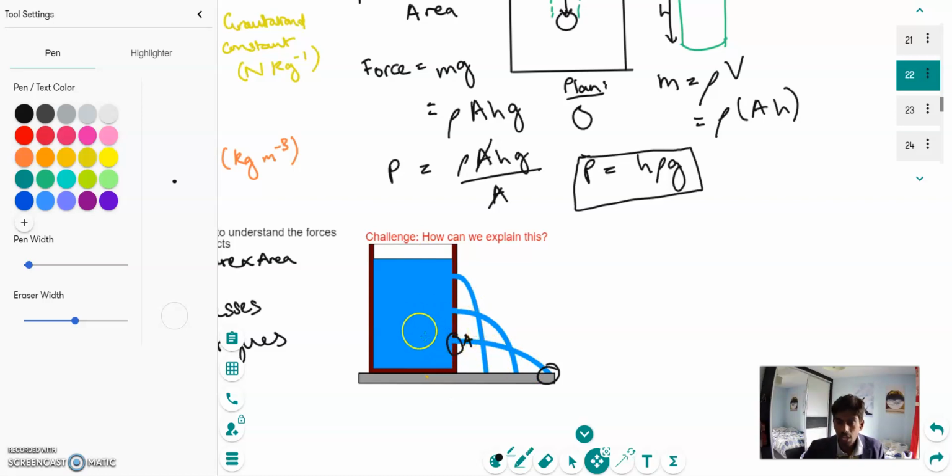Because it's the same area, we know that the force is going to be greatest at the bottom. And because the force is greatest at the bottom, the acceleration is greatest at the bottom due to the equation F equals ma. And because the exit mass of water is the same for each hole, the acceleration will be greatest here at the bottom. Therefore, it will accelerate the furthest horizontally before gravity eventually pulls it down to the ground.